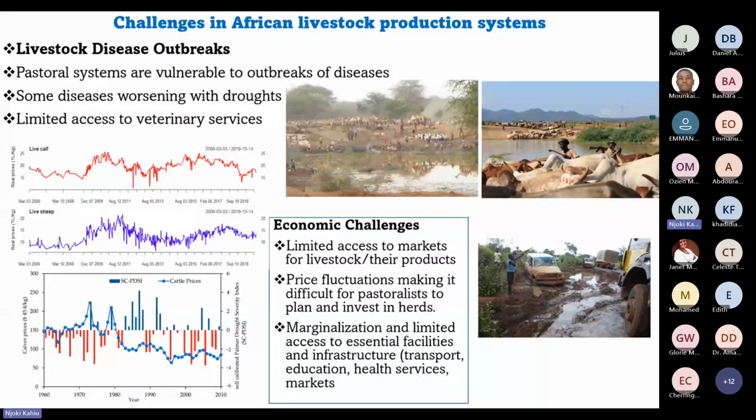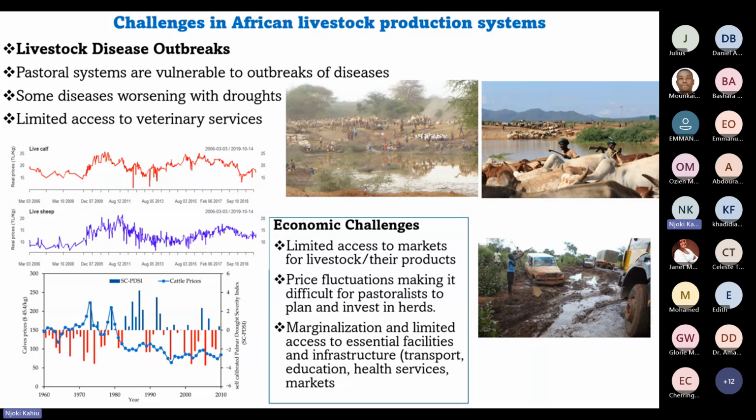We have also seen economic challenges where people have limited access to markets for livestock and their products. Price fluctuations: we see that in most developing countries, livestock products and market values are not being regulated. So there is this big fluctuation within the market, and at least in the Horn of Africa, I've seen a lot of brokers and middlemen who intervene or are working between the livestock producers and the market, and so they tend to take advantage of the market.